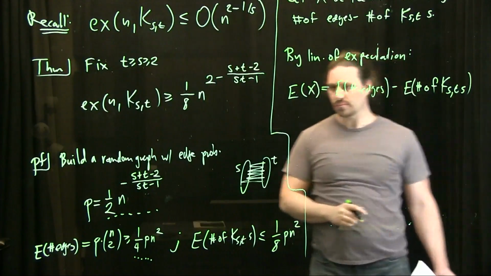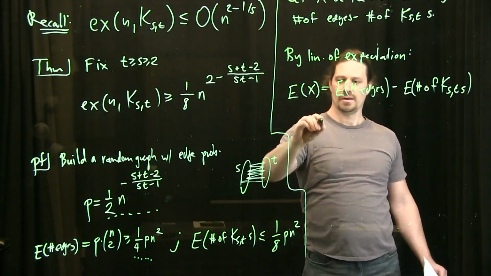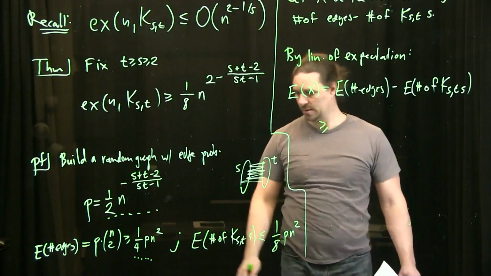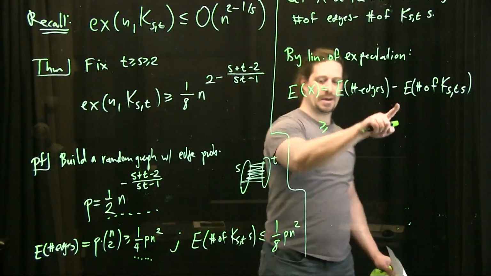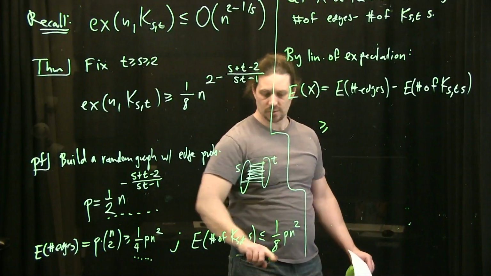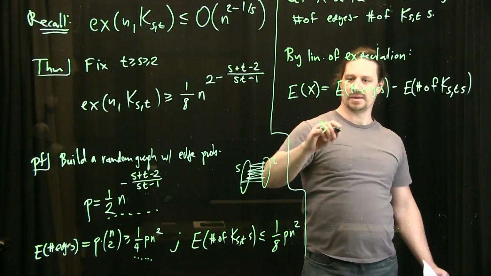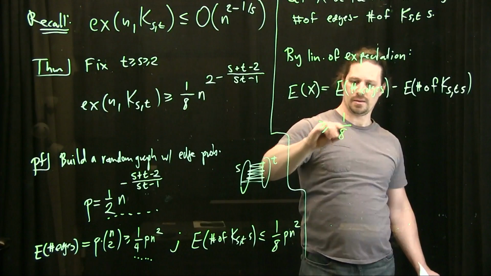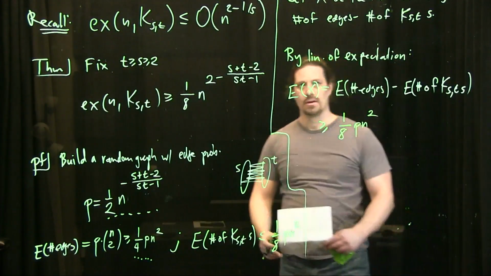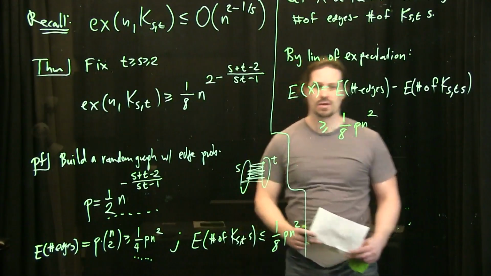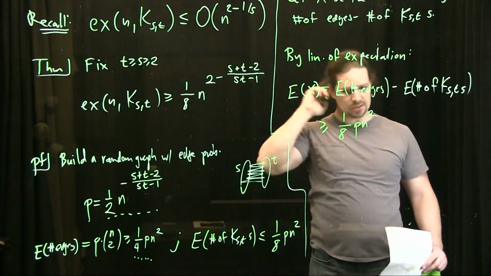Okay? But this expectation here is greater than or equal to what? This quantity, so it's the number of edges is greater than or equal to that, minus something smaller than it. So when I combine the two together, I get that the expectation is greater than or equal to 1/8 p n squared. Okay? Good. So that's the expected value of this weird expectation here.